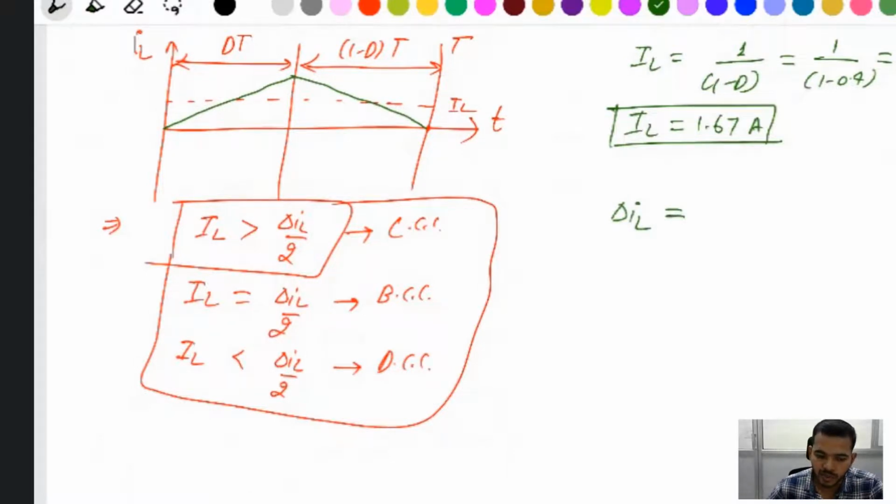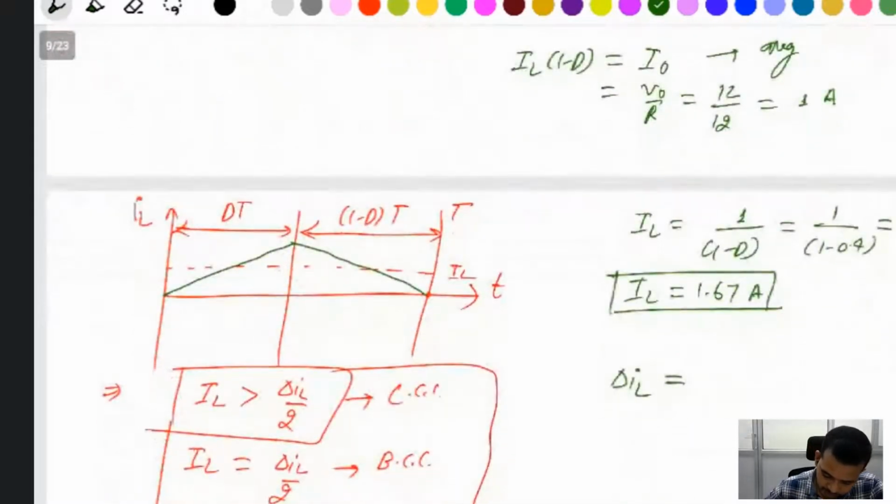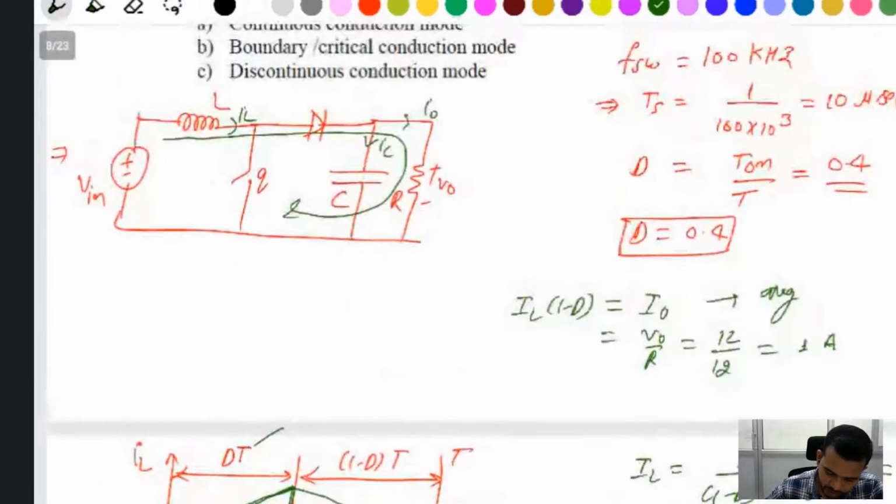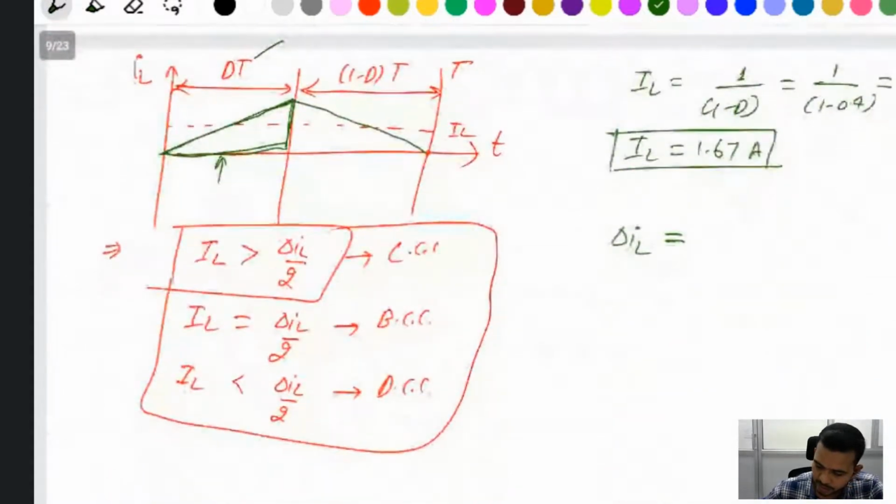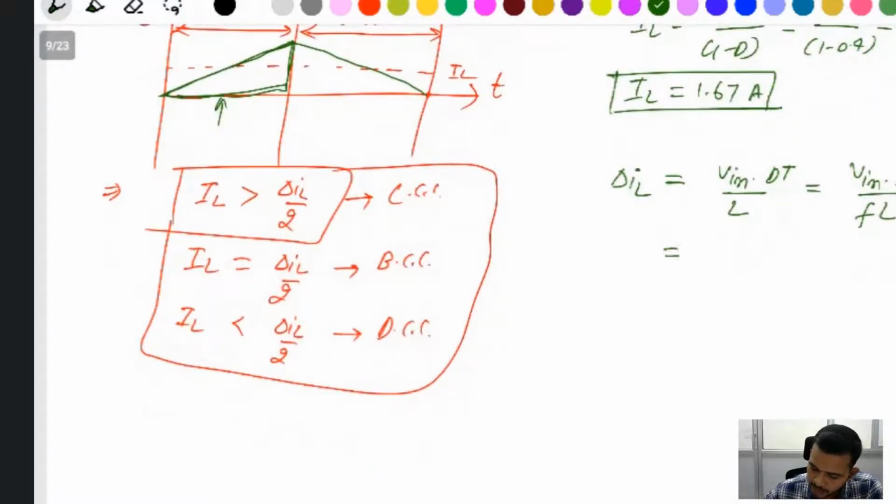Find delta IL, the ripple inductor current, the ripple current of the boost converter. Ripple inductor current means this current. When the switch is on, the voltage across the inductor is V in. Then we say that V in into dt by L. You can also say dt is D by FL.